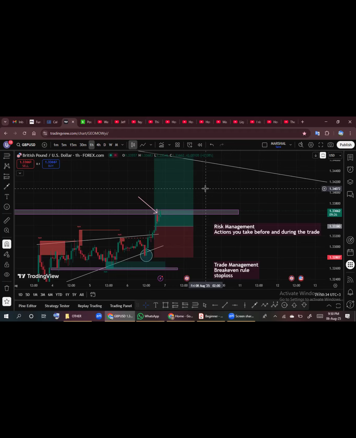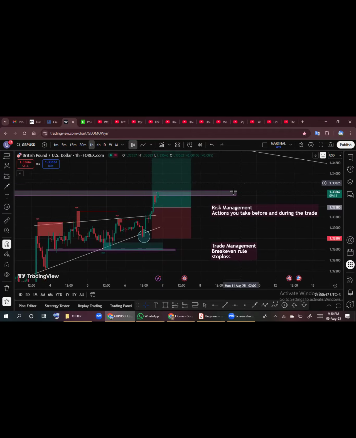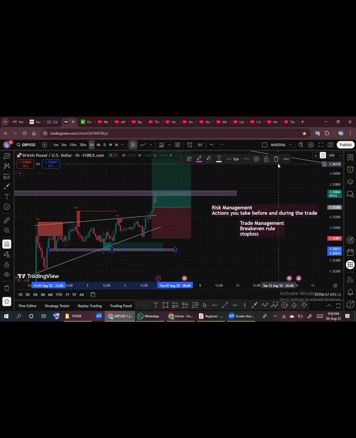So don't take decisions while you've already entered on a trade. Make your decisions before you enter in on a trade. Because some of these things will actually affect your risk management, right? It can affect your risk management.